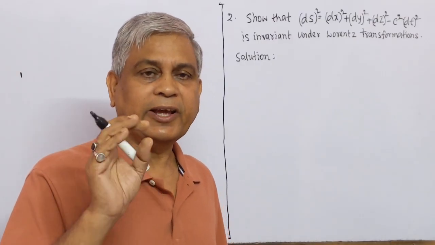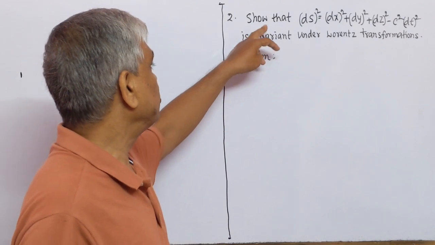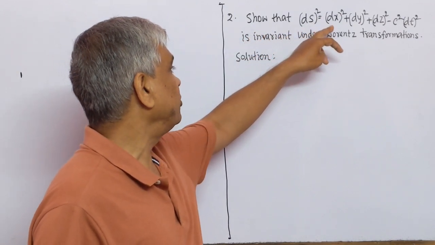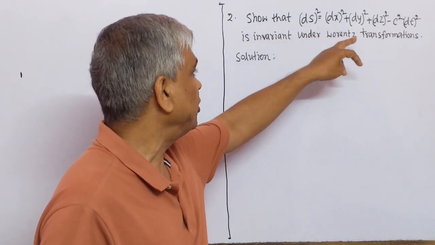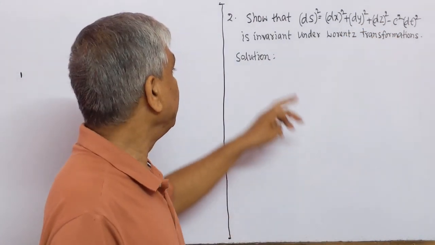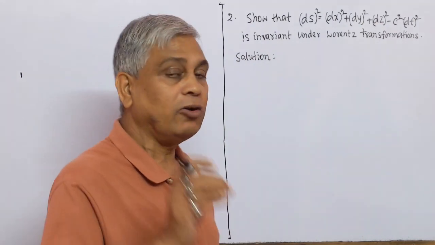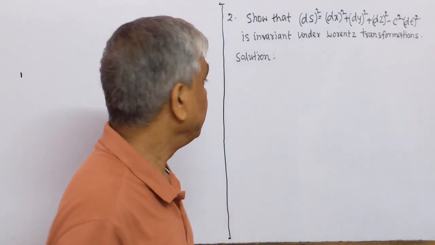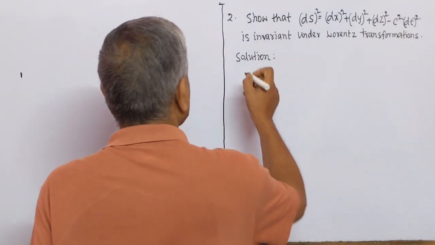Now we solve the next problem. The next problem is to show that ds square equals dx square plus dy square plus dz square minus c square dt square is invariant under Lorentz transformations. Now we solve this. Solution.